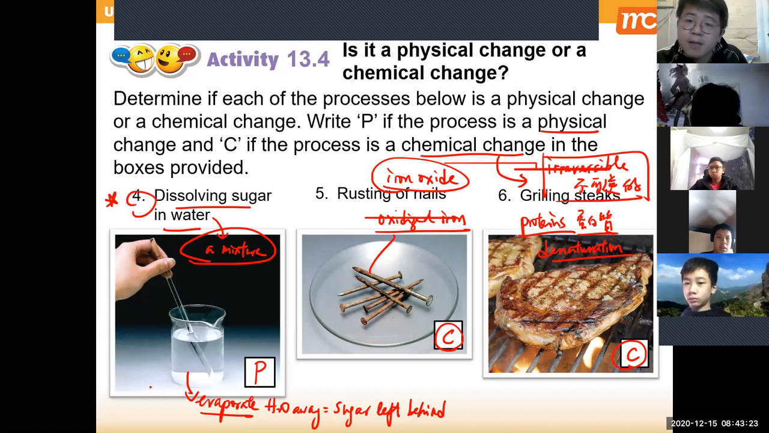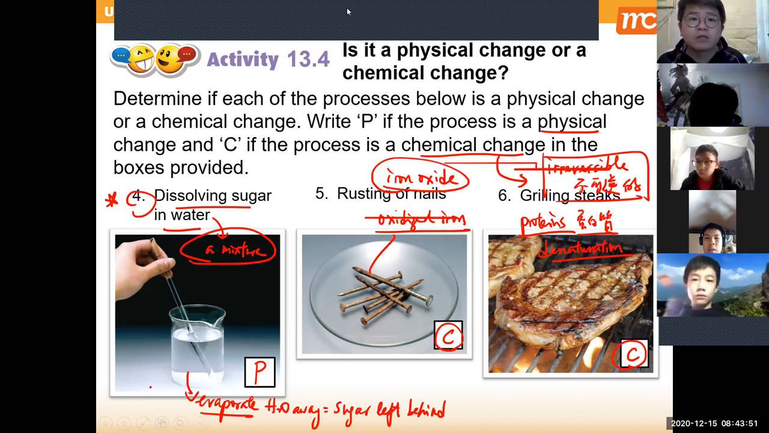Okay, questions? So in short, what's the difference between physical change and chemical change? First of all, is the change reversible or not? Second, most importantly, whether or not any new substances are formed. If new substances are formed, it is a chemical change; if no new substances are formed, it is a physical change. Is that clear? Okay. So this is what you may know about this part.